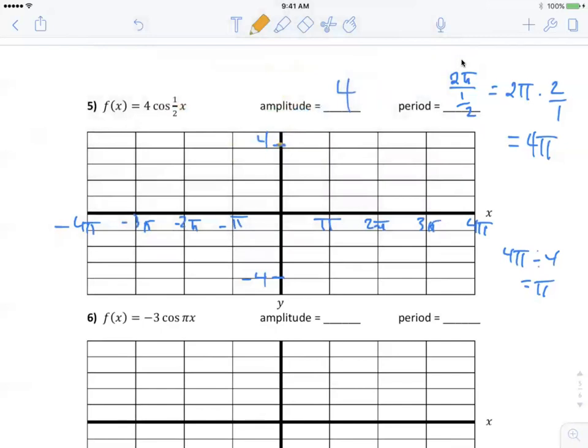Cosine always starts at the max and then goes to the middle, minimum, middle, max. On the other side, same pattern. All right, and there you have it.